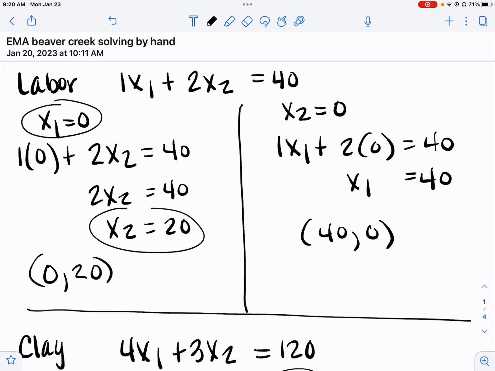Okay, now we plug in x2 = 0. So we get x1 = 40. So that point is (40, 0).